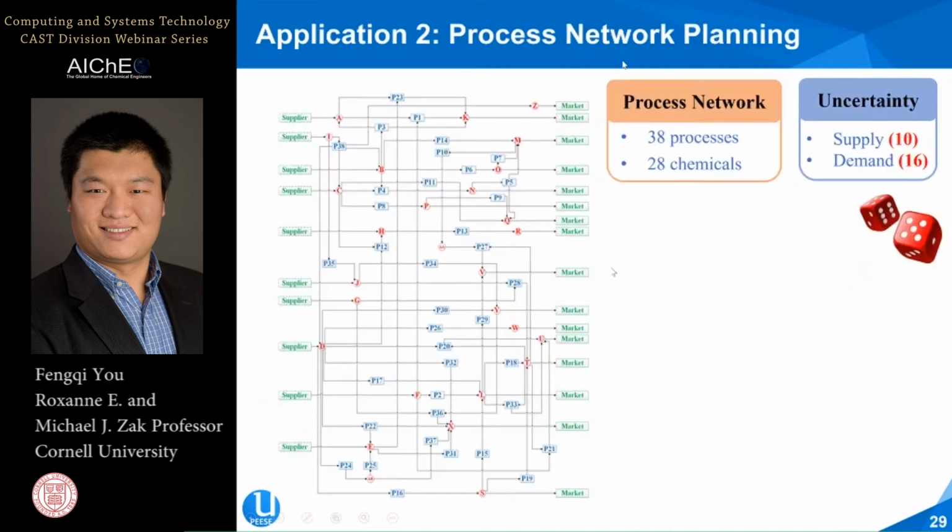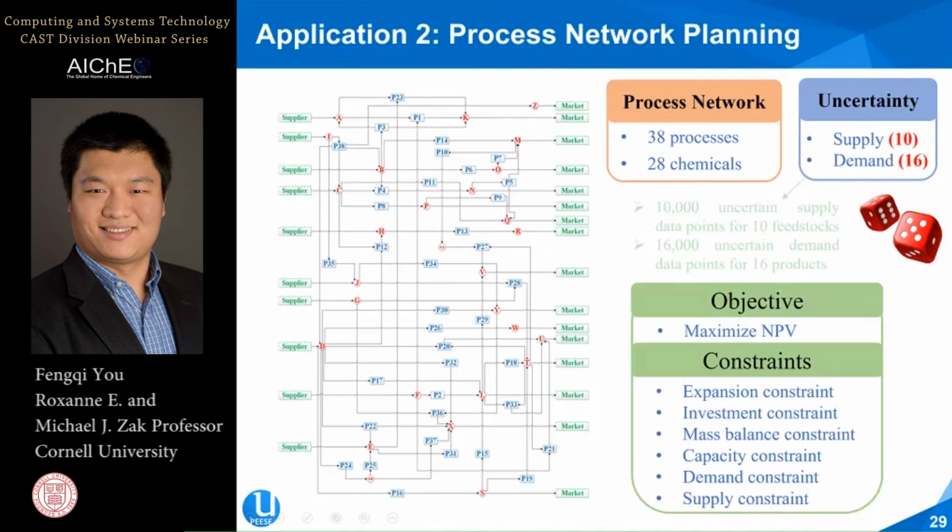Another application is process network planning, and this is another classical example you get to see a lot of in design planning problems in the process systems community. This is a process network with 38 processes and 28 chemicals. So you have 10 raw materials, and 16 chemicals could be used as products. So you have 26 dimensions in this case. And of course, we have thousands of data points for supply and demand uncertainty. The objective is to maximize the net present value subject to constraints on capacity expansion, investment, mass balance, demand, supply, and so on.